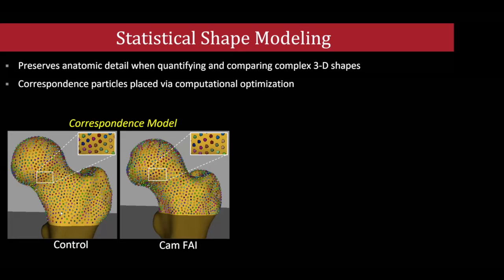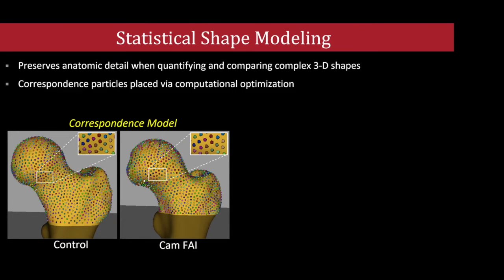What we're doing is putting these correspondence points. These points are placed on the surface, and by correspondence, it's meant that they have the same ordering on the control as they do on the CAM. When you zoom in, these dots are color coded, so you can see, for example, 2 blues here, and over here you see these 2 blues, and these 2 blues are located in the same relative spot. That's the challenge: how do you put these points in the same relative anatomic spot, especially across a population where you've got fairly large variability?